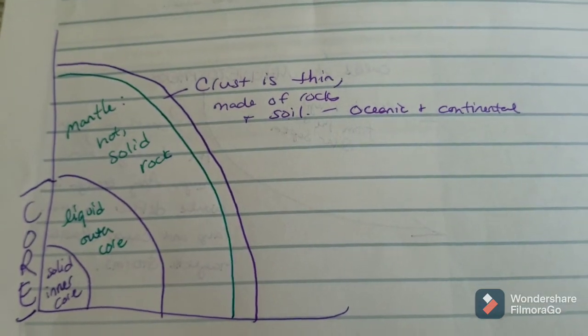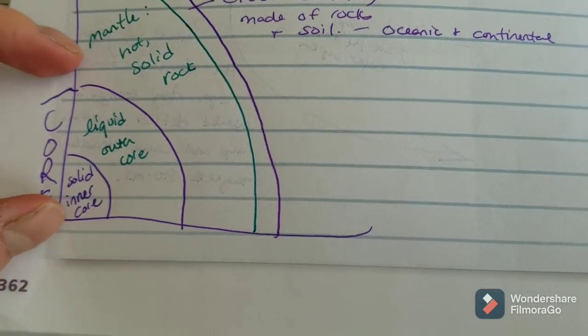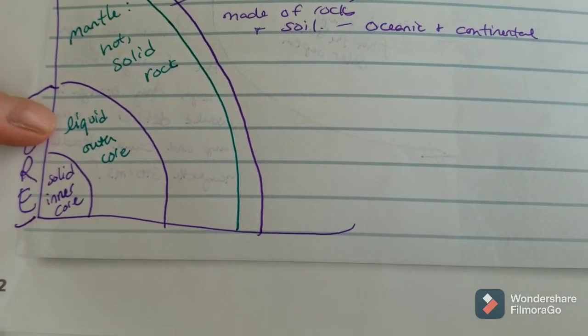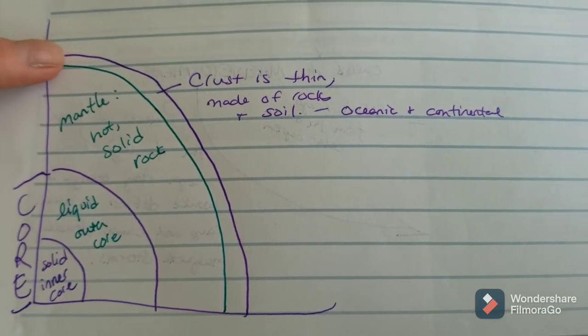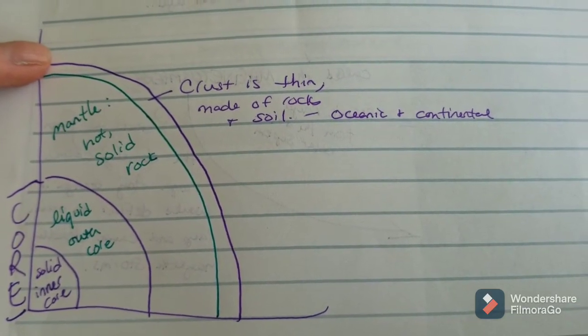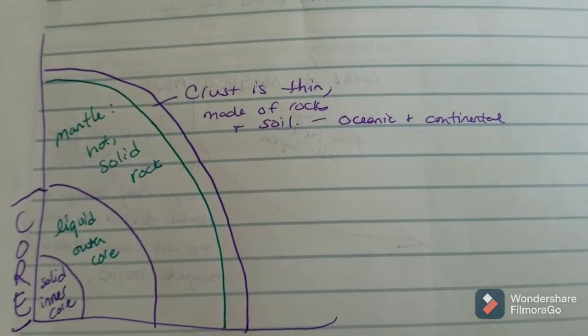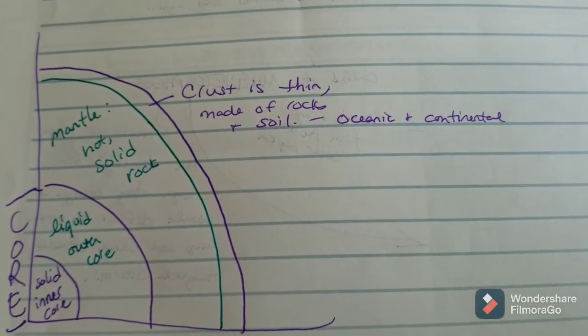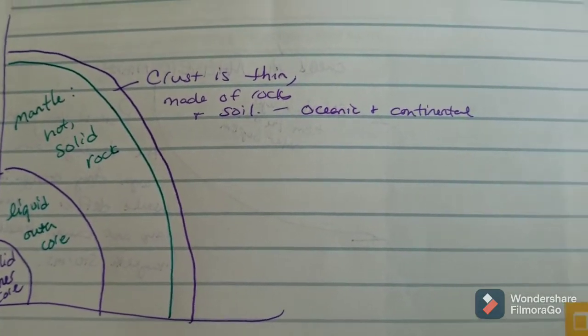Describe the three main layers of Earth. All right, my fancy picture here. We've got the core. We have the solid inner core, liquid outer core, mantle, which is hot solid rock, and the thin crust made of rocks and soil. There's the oceanic and the continental crusts, the part that's under the ocean, the part that's under the land. That's it in a nutshell right there.